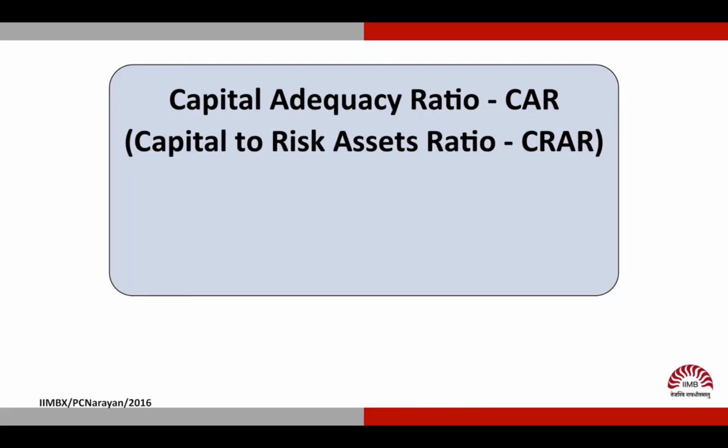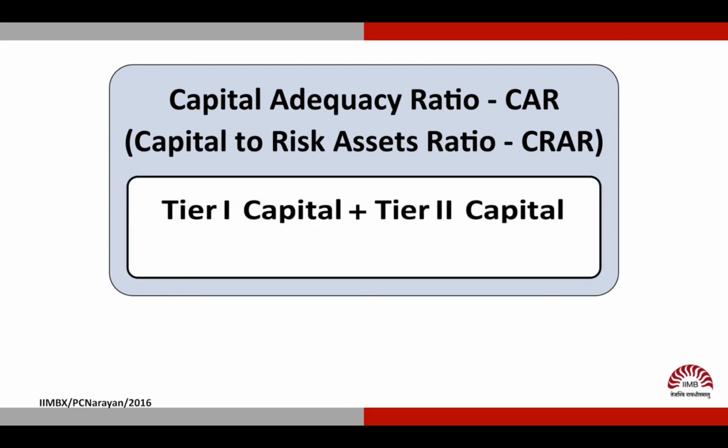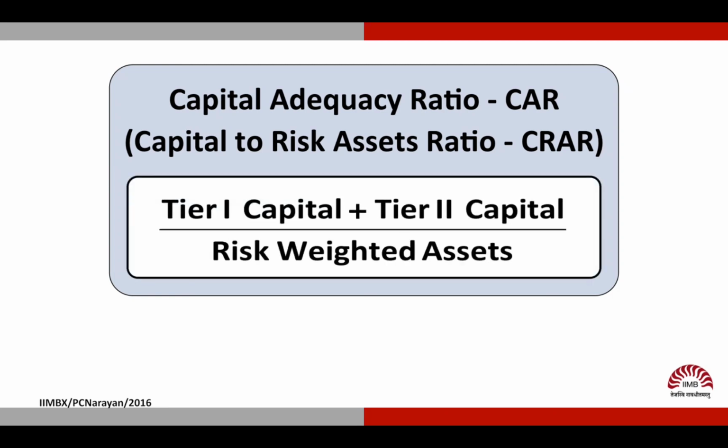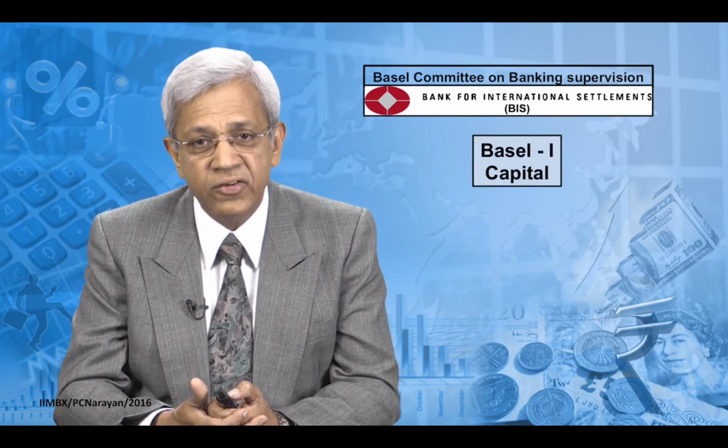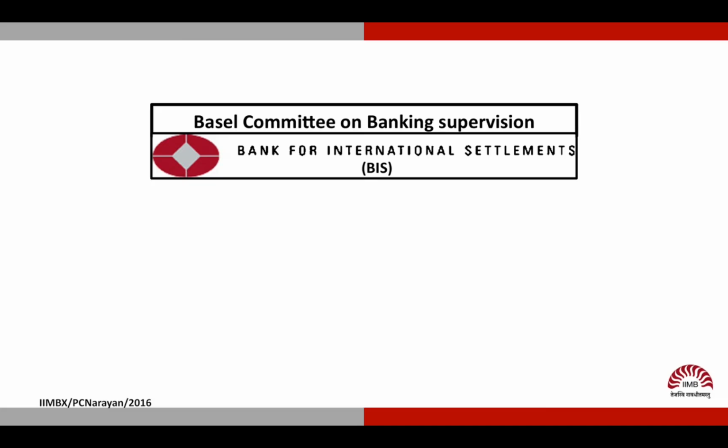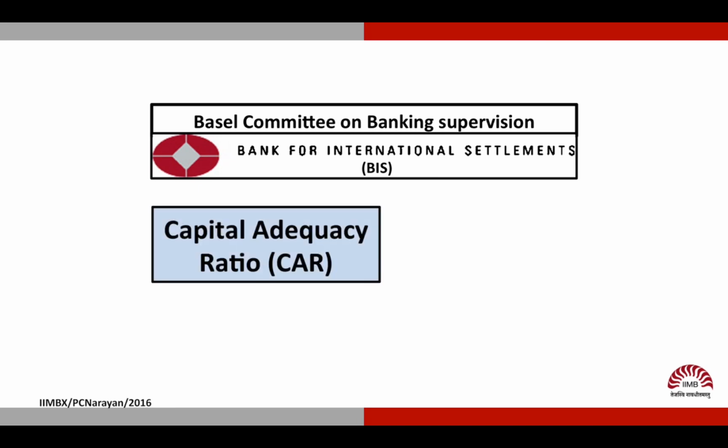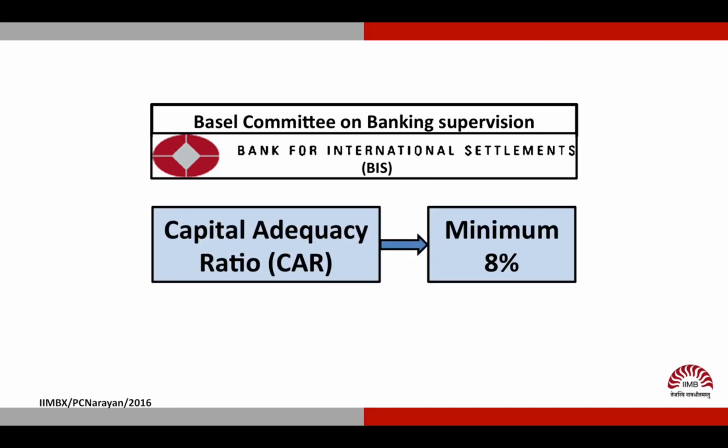So capital adequacy ratio is tier 1 capital plus tier 2 capital divided by the risk weighted assets. This capital adequacy ratio has been implemented globally starting the mid-1990s based on the guidelines issued by the Basel Committee on Banking Supervision, which was set up by the Bank of International Settlements, hence commonly referred to as Basel I capital. The Basel Committee on Banking Supervision has recommended a minimum capital adequacy ratio of 8%.